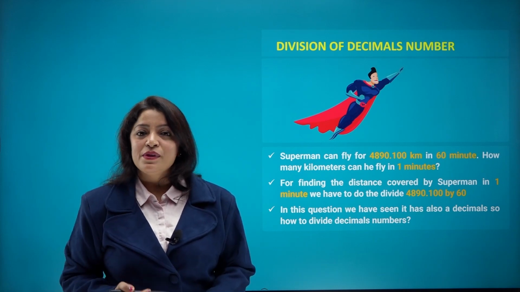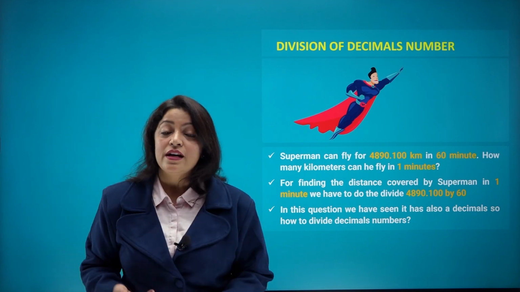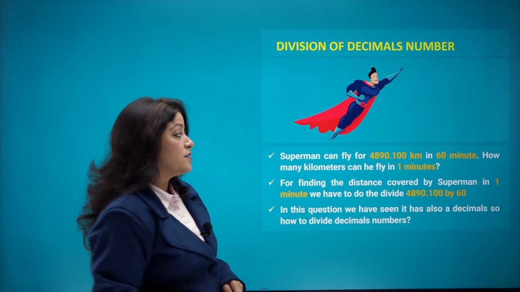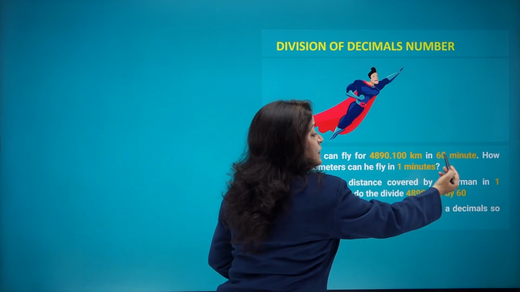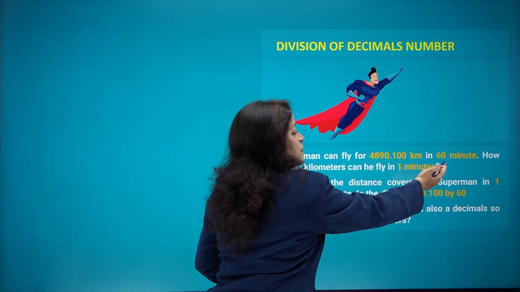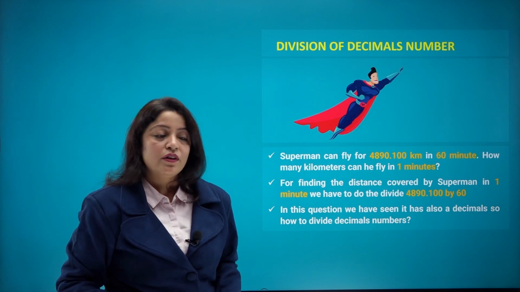That's a very simple question. But for finding the distance that is covered by Superman, what do we have to do? Since here the distance is given in kilometers and the time is given in minutes, no problem in this case. We have to simply find the distance covered in 1 minute. So we will do the division, right?